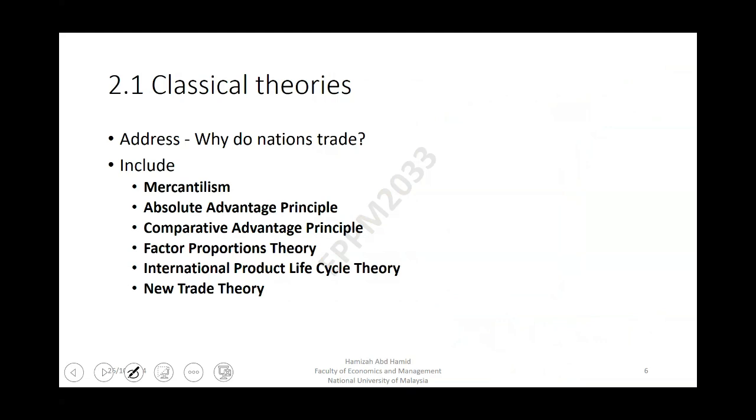So, in classical theories, we will try to address the question of why do nations trade. There are a few theories discussed in this aspect: mercantilism, absolute advantage, and comparative advantage. Do not be confused with both of these. We will also discuss newer theories with regards to why nations trade: factor proportions theory, international product life cycle, and also new trade theory.